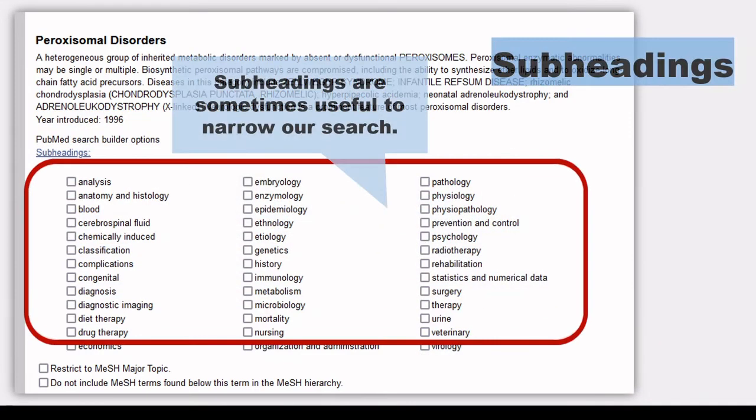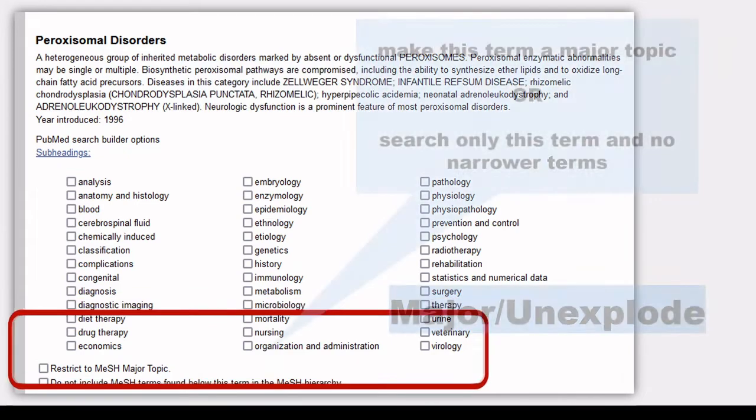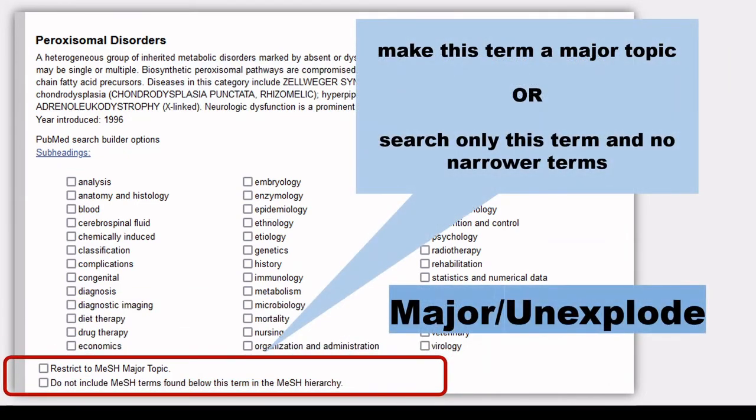Here we see subheadings. These are sometimes useful to narrow our search. To activate a subheading, simply click the radio button next to the subheading. We can use them if we want, but we don't have to. We can choose to restrict our search to records where this term is a major topic. We can also choose to search this term only and not narrower terms in the MeSH hierarchy. This is called explode or unexplode. Both of these are optional.